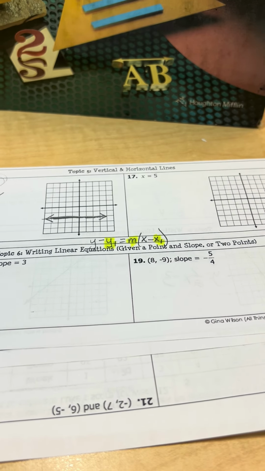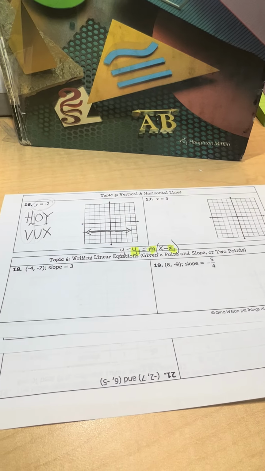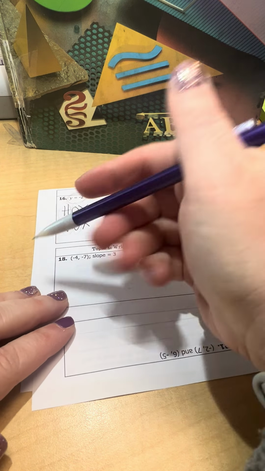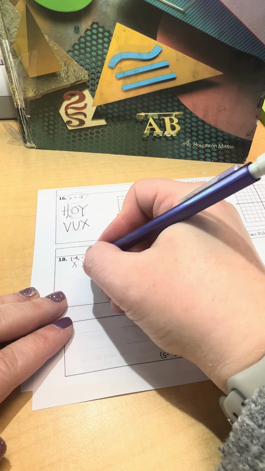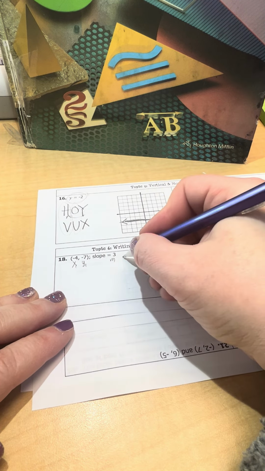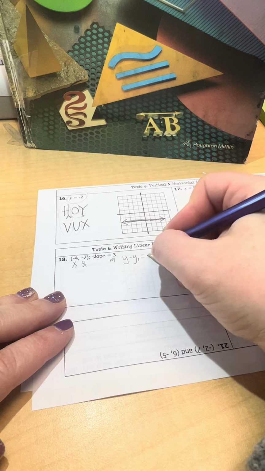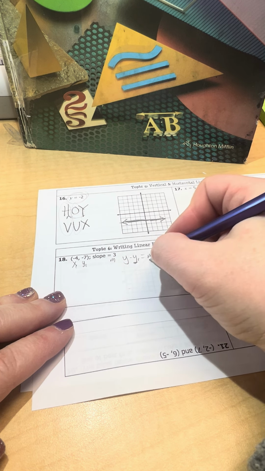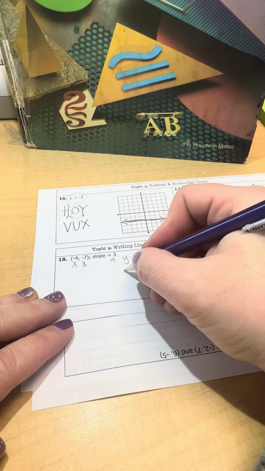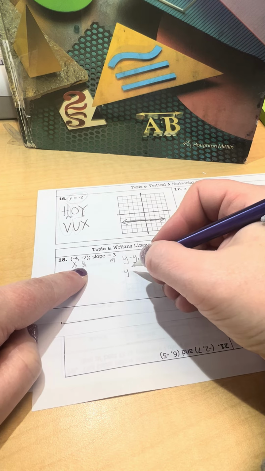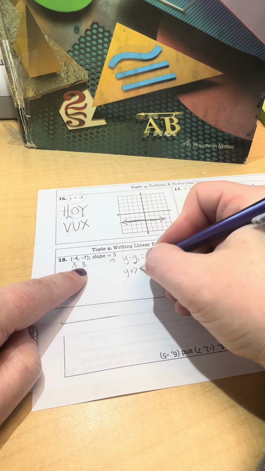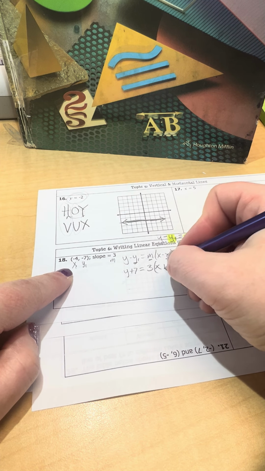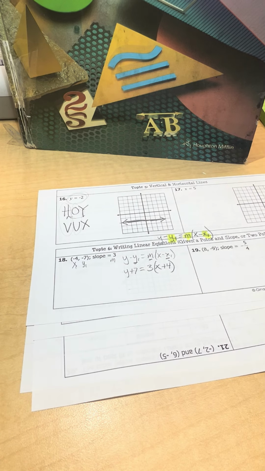All right, so let's try number 18 together. They gave us a point, and they're giving us a slope now. That's x1, y1, and that's your slope. So I just use the formula and plug in these 3 numbers, this, this, and this. That's it. So y minus -7 turns into a plus. Slope is 3. x minus -4 turns into a plus.